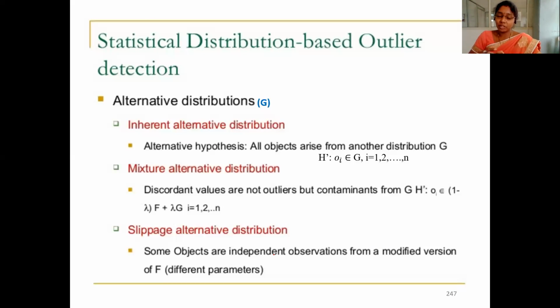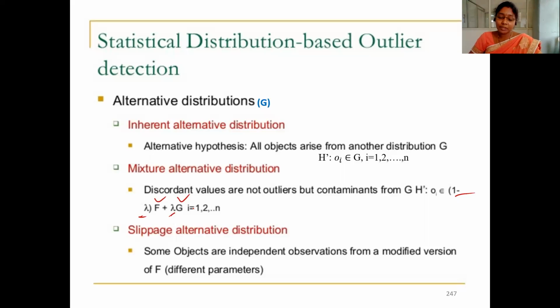As the name itself indicates, mixture, in the sense that it consists of the combination of both distributions F and G. It says that discordant values are not outliers but contaminants from another distribution G. That means some of the objects belong to the distribution F and some belong to the distribution G, but not all the objects belong to the distribution G. So it is expressed like this: a 1 minus lambda fraction of the objects belong to the original distribution, whereas a lambda fraction of the objects belong to the alternative distribution, that means another distribution G. That is the mixture alternative distribution.